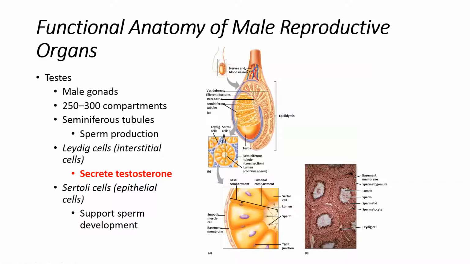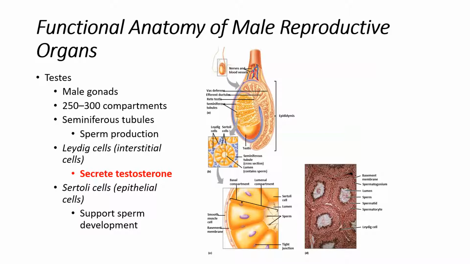So let's speak about the testes. The testes are the structural and functional units of the male gonads. The male gonads have several compartments, about 250 to 300 compartments, that are made of these seminiferous tubules. Now the function of seminiferous tubules is to help with the production of sperm, the development and supporting the production of mature sperm.